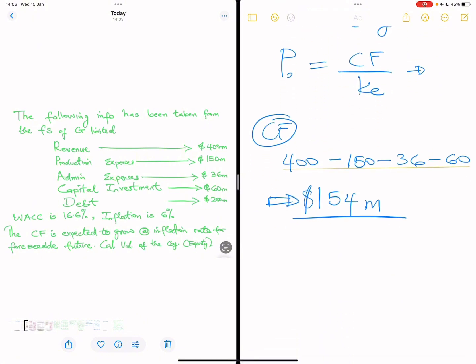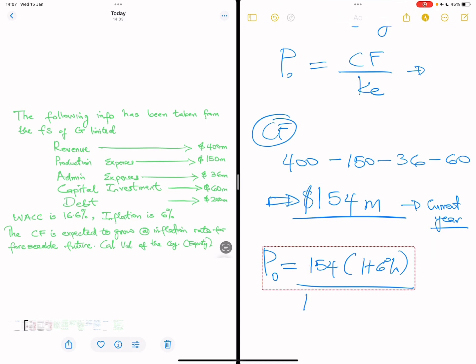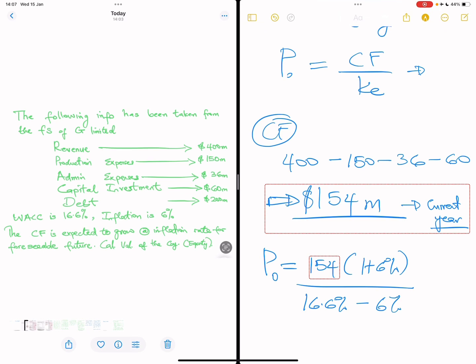So this 154 million is the current year, and this is expected to grow at the inflation rate every year, which is 6%. So if we put that into the formula, we have our price is equal to 154 into 1 plus 6% over cost of capital, which is WACC, that's 16.6% minus growth rate, that is 6%, because the growth is expected to be at inflation rate of 6%.